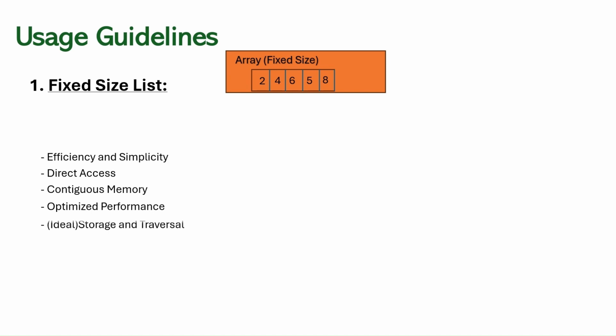The next reasoning is it's ideal for storage and traversal. In essence, arrays are like the reliable workhorse for fixed size lists. They excel in situations where the size remains constant, offering efficiency, direct access, and optimized performance. If you need a dependable structure for storing and traversing a list without the need for constant adjustment, an array is the perfect fit. Now let's go over the next usage guidelines.